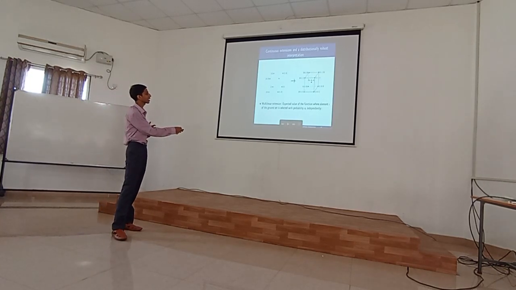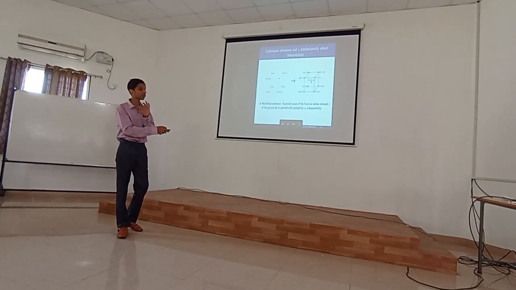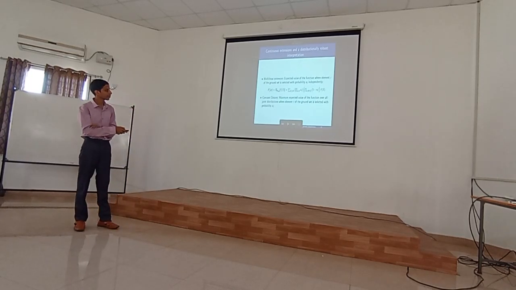It is the expected value of the function where element i is selected with probability xi, independently. That's the crucial point: independent. Here we're talking about complete independence. So this is how mathematically we write it.